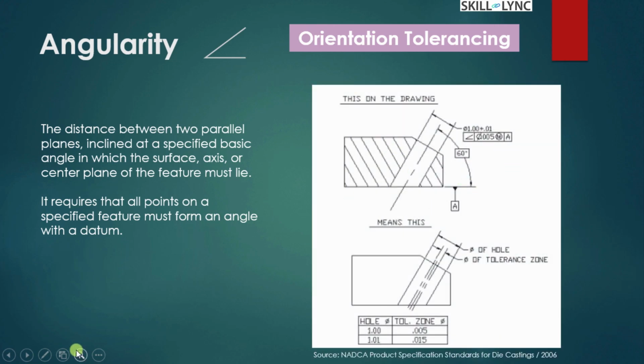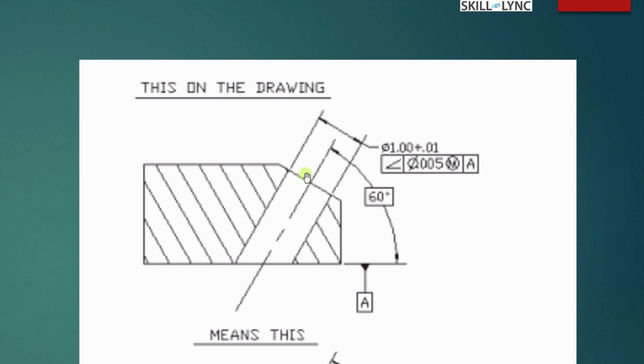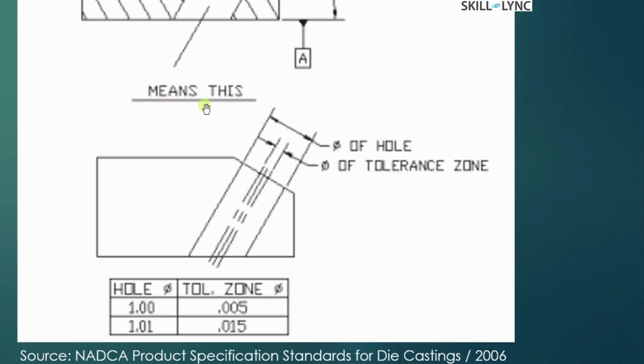Now in this example, you can see that there's an inclined hole drilled through this feature, and hence the angle of the axis of this feature in reference to the datum plane A should be controlled within an angular tolerance of 0.05. So it means that this center axis is controlled within this variation.